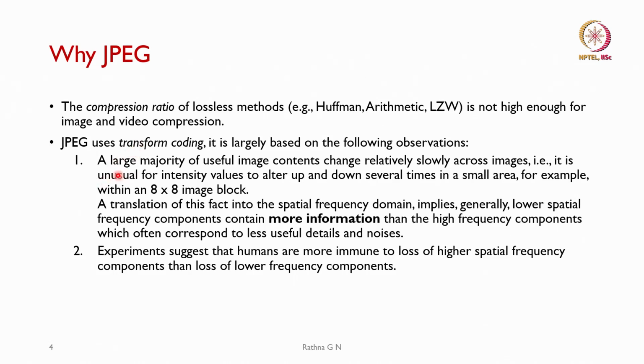What it says is that a large majority of useful image content changes relatively slowly across images. So, it is unusual for intensity values to alter up and down several times in a small area. Usually we assume the small area to be an 8 by 8 image block.